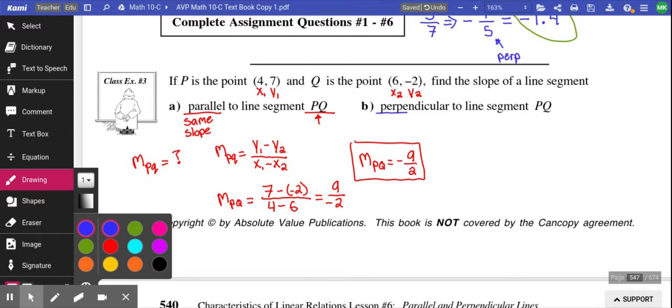Question B says to be perpendicular to PQ. Perpendicular means negative reciprocal of your slope. So my slope was negative 9 over 2. If we want to convert it to become perpendicular, we change the symbol from negative to positive, right? So if you have a negative of negative, it becomes positive. And then we flip the fraction. So this is positive 2 over 9. My slope, which would be perpendicular to PQ, would be 2 over 9.